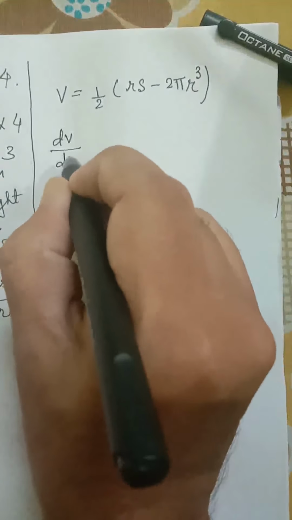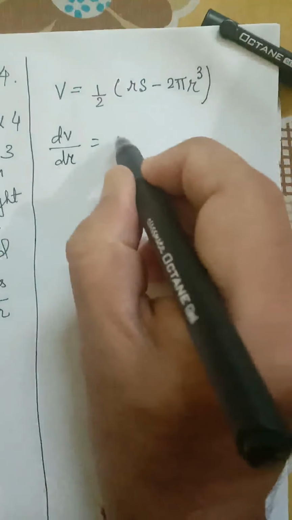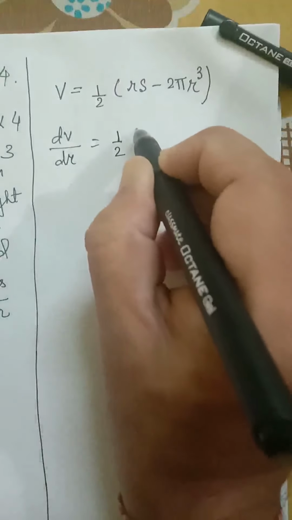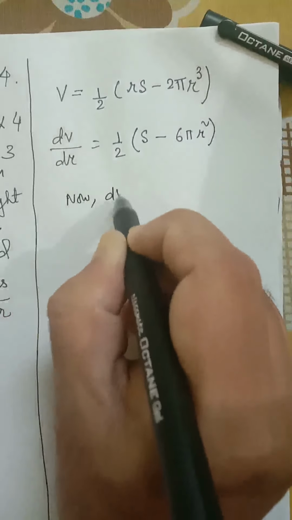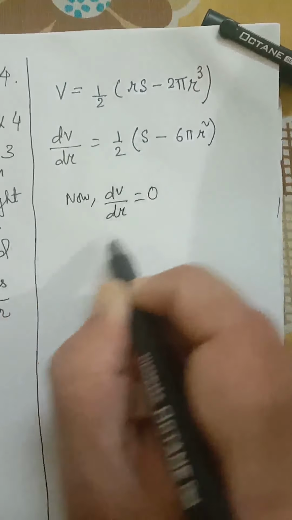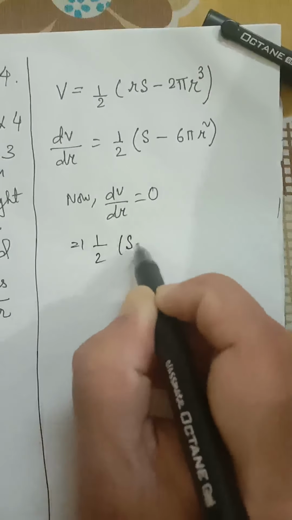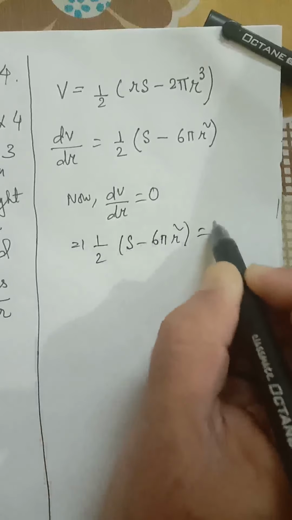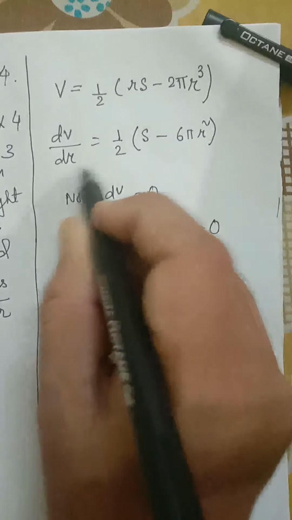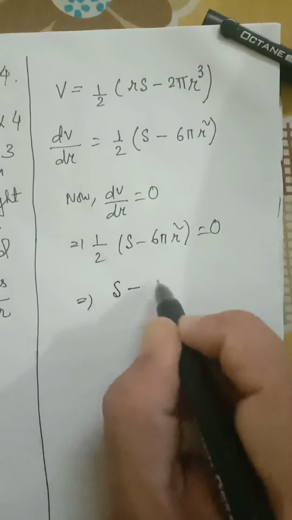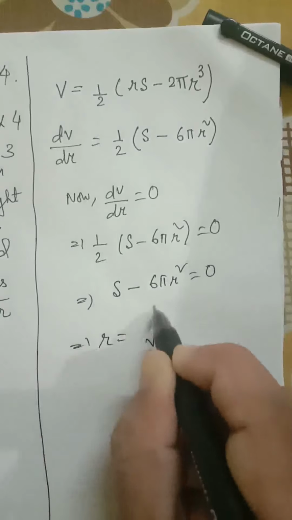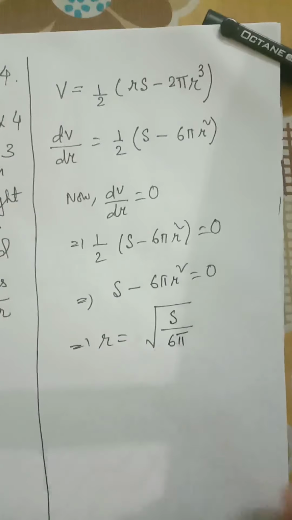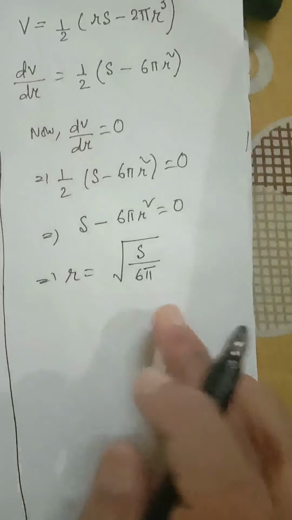Now because we have only one variable r, differentiating with respect to r, dV/dr is half into S minus 6 pi r square. Now dV/dr equal to 0 gives half into S minus 6 pi r square equal to 0. The variable is r here, and we have to find r. So r equals root over S by 6 pi. This is our stationary point.